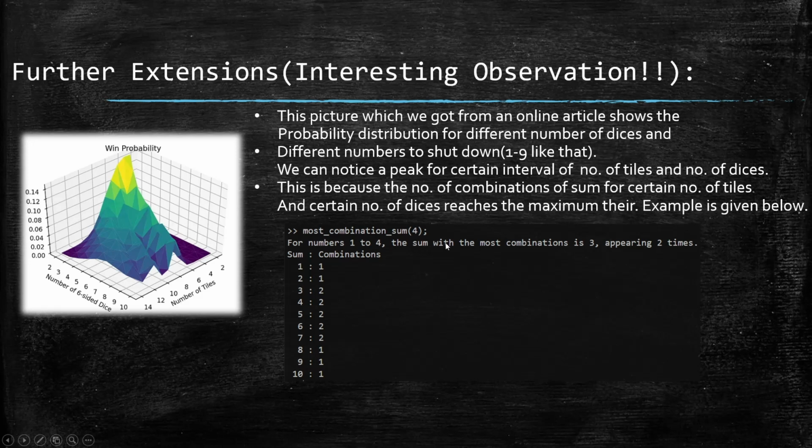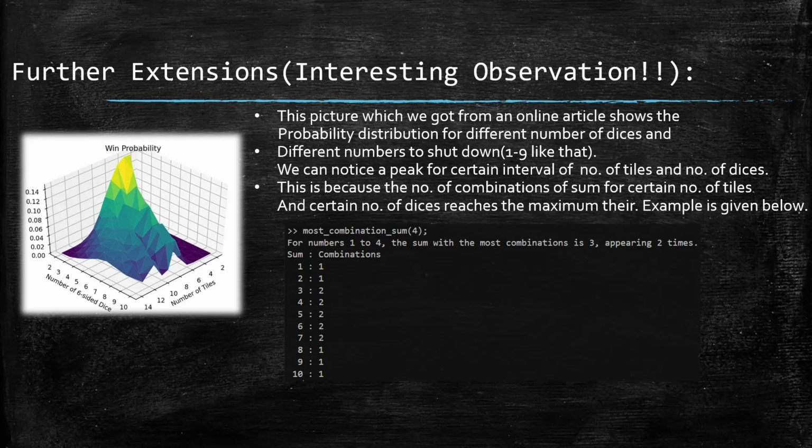The most combination sum. For a given tile set from 1 to n, there are a certain number of combinations for each sum. Let us take the example of 4. There are a total of 10 sums possible from 1 to 10. Each one can occur in only one way. Similarly, 5 can occur in two ways, 2 and 3, or 1 and 4. This shows that the maximum combinations occur between these two. So there is a peak between any two numbers of tiles.